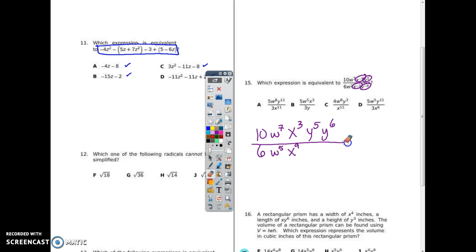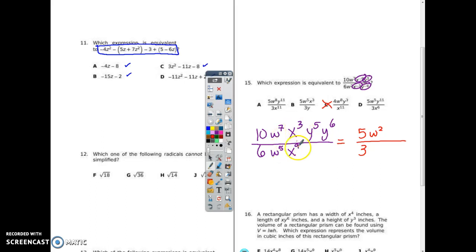So then, you're going to divide 10 divided by 6 and reduce the fraction. That's 5 over 3. Okay, so it's not C. And then, these W's, they can cancel. So if I have 7 on top and 5 on bottom, how many do I have left? 2. On top or on bottom? On top, because I have more on top. So it's W squared. You subtract. Se restan.